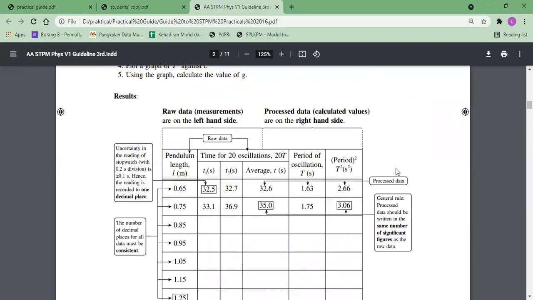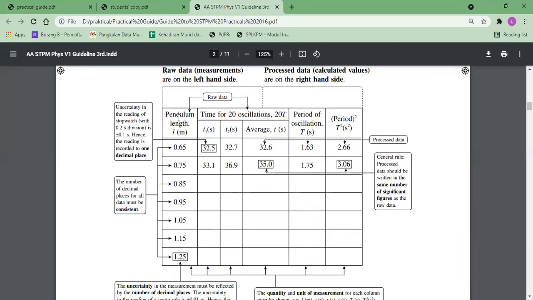So that is the result you obtain. First, must be the manipulated variable. Continue with the responding variable and the derived variable. So here you must write the name. Mostly I use the name, followed by the symbol of the quantity and also the unit.